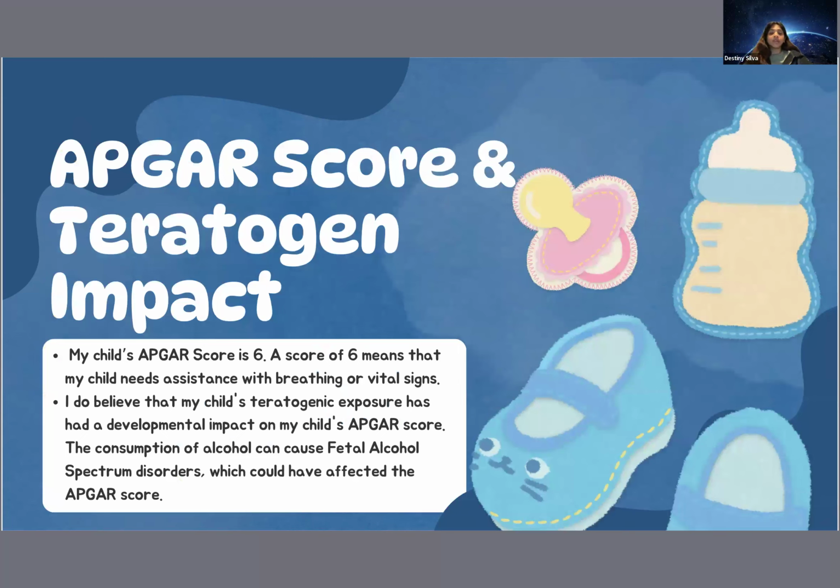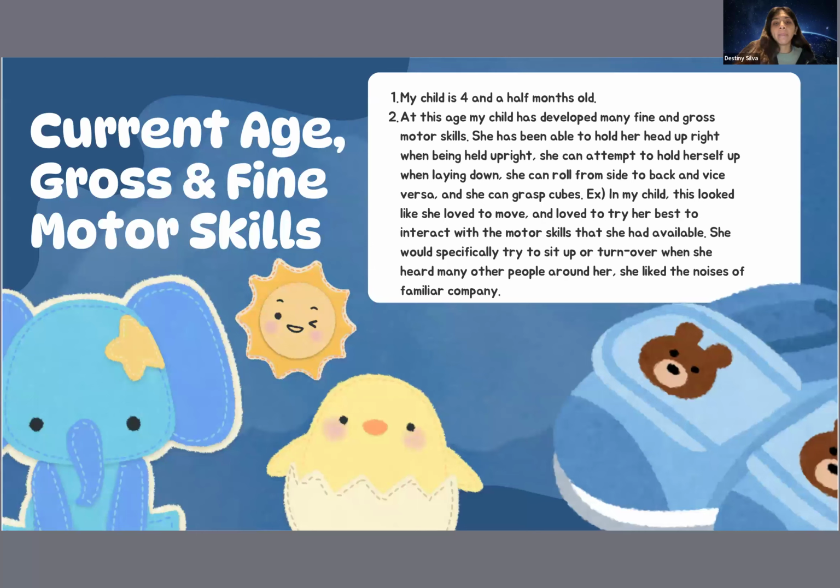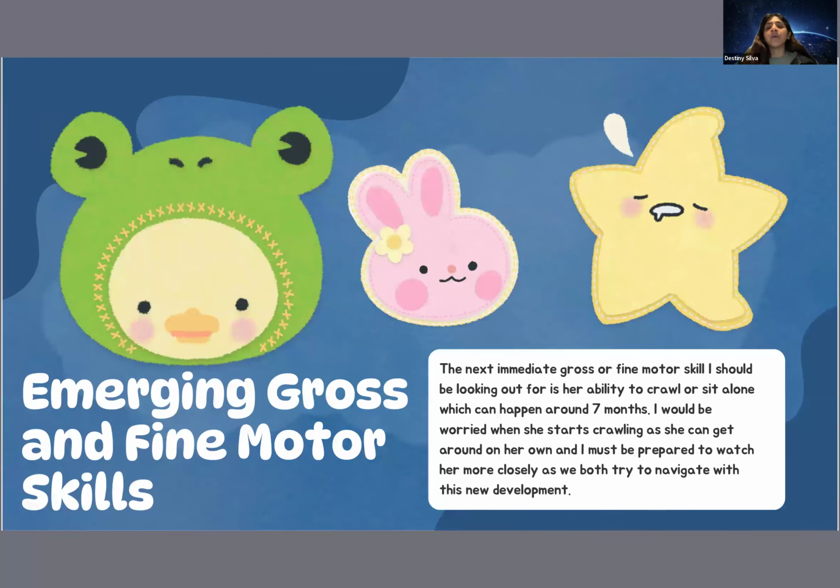Her APGAR score was a 6, which meant that she did need assistance with breathing and vital signs. At age 4.5 months old, she was able to lay and rock back and forth. This was also the age that she was able to grasp cubes. Something that I had to look out for was if she had started crawling at around 7 months, I would have had to have been more aware of her surroundings as she tried to navigate.